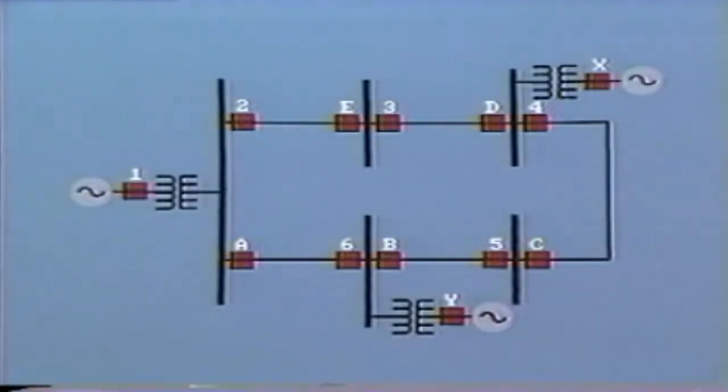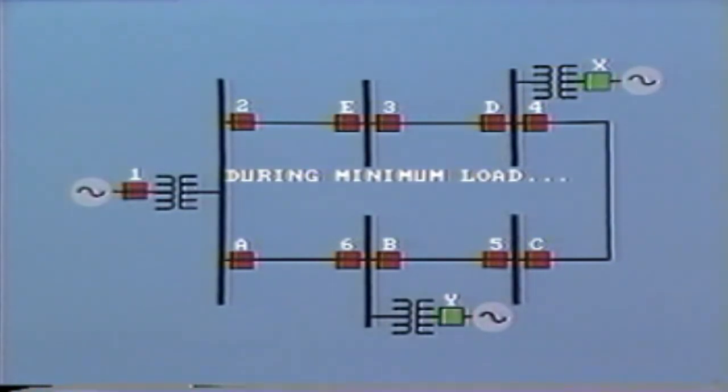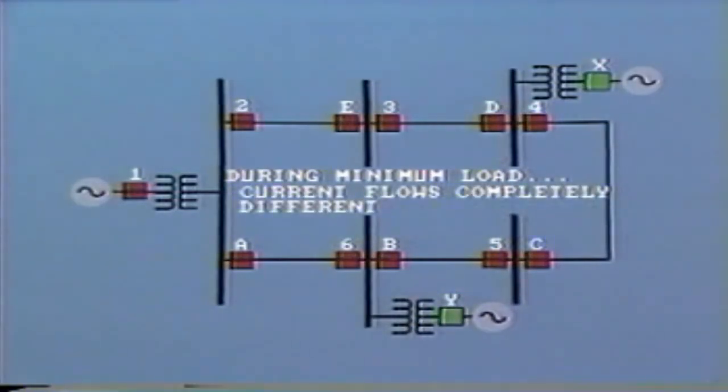Where the loop has several sources of power supply, the problem of coordination of overcurrent relays becomes far greater. Particularly problematical is the difference in conditions between maximum and minimum load periods. For example, during minimum load, some of the power sources may be completely disconnected, and this will probably bring about a complete change in direction and magnitude of flow of fault current.